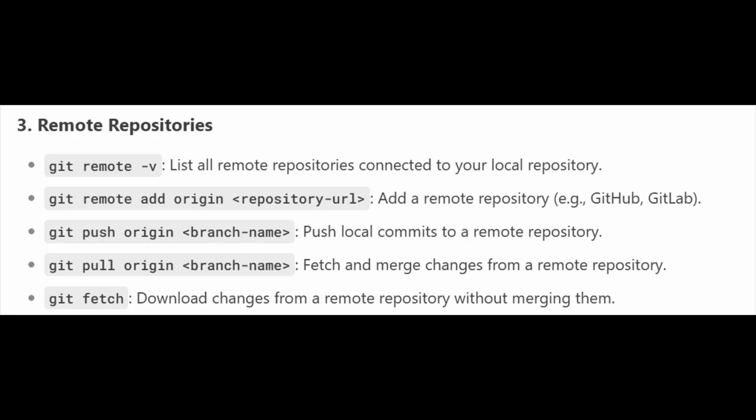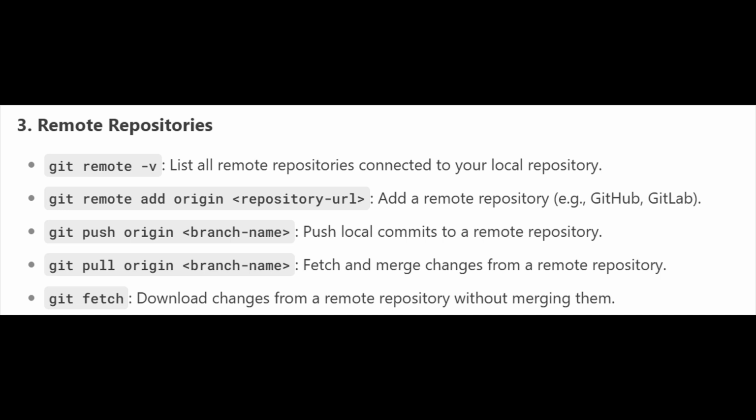Remote repositories. git remote -v: list all remote repositories connected to your local repository. git remote add origin <repository URL>: add a remote repository. Examples: GitHub, GitLab. git push origin <branch-name>: push local commits to a remote repository.